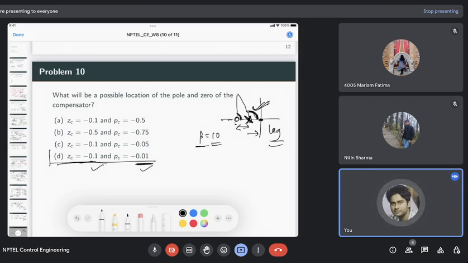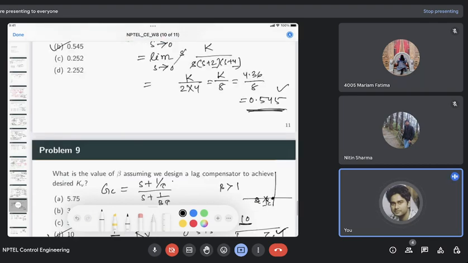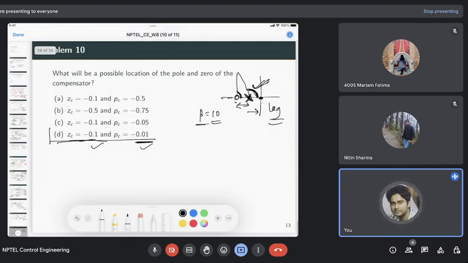Okay, this zero and pole have a very high ratio, even though they are very small numbers. You see that beta is 10. So we can achieve your desired velocity error constant while still placing them in the very vicinity of the origin, so that for some gain value they will be very close to each other, because your root locus will be like this.